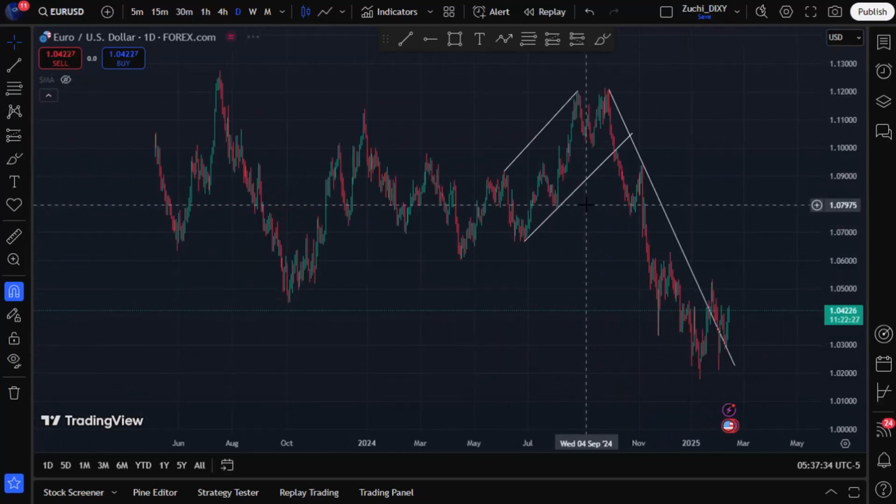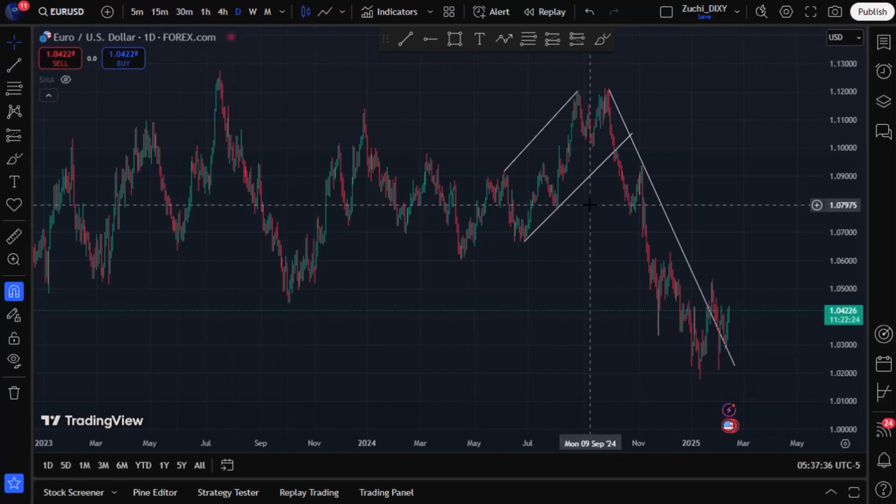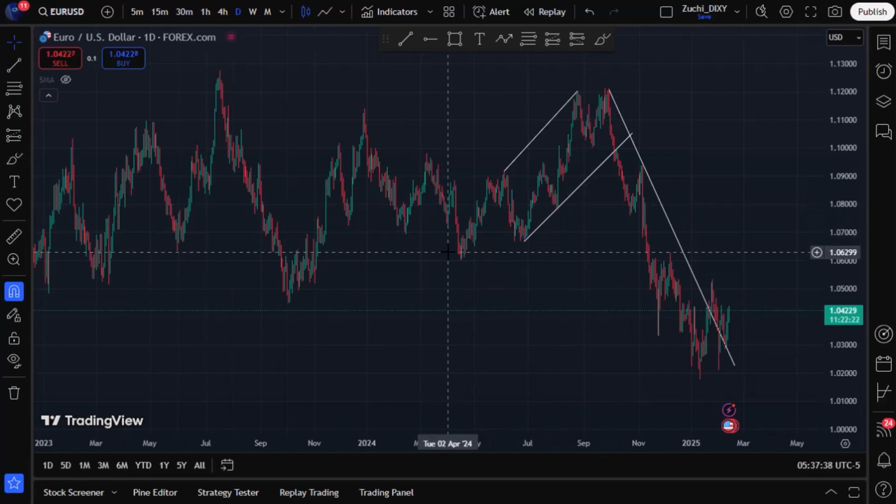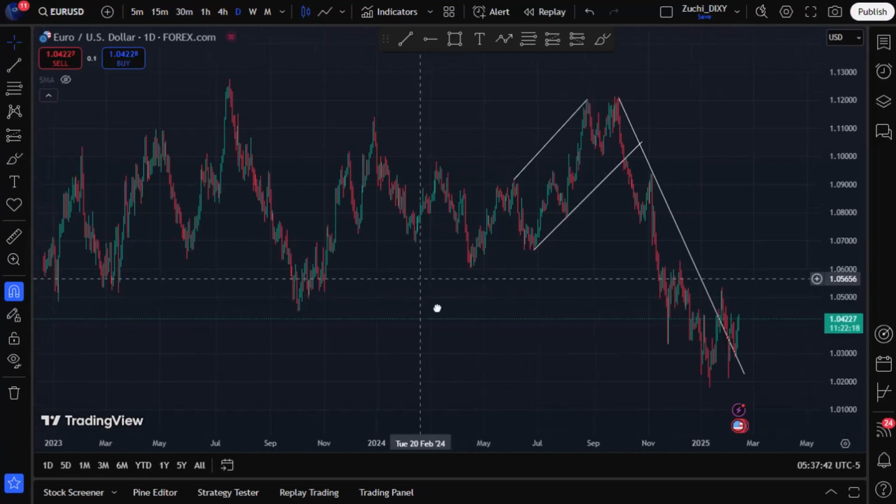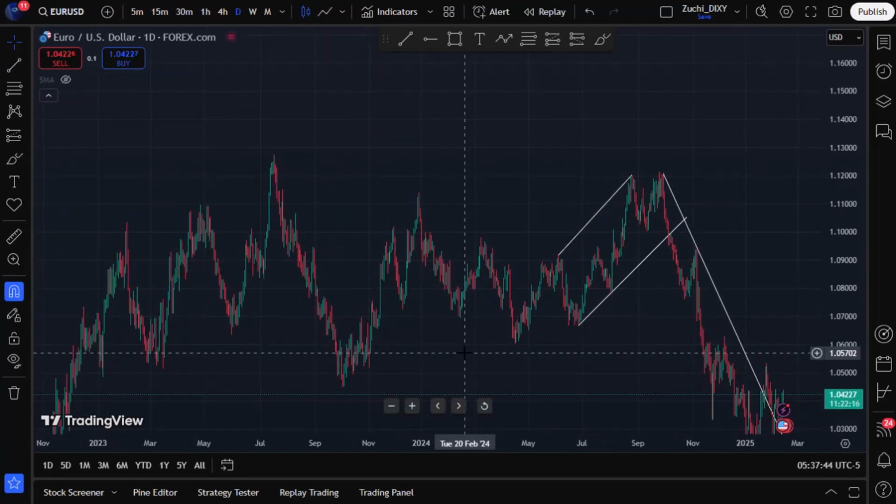Now when we talk about support and resistance, support typically acts as a ground floor that holds price and prevents it from going any lower, while resistance acts like a ceiling that prevents price from going any higher.